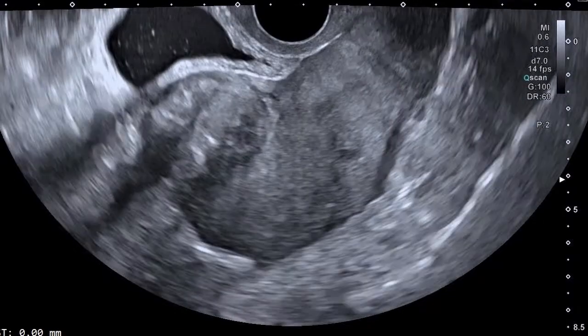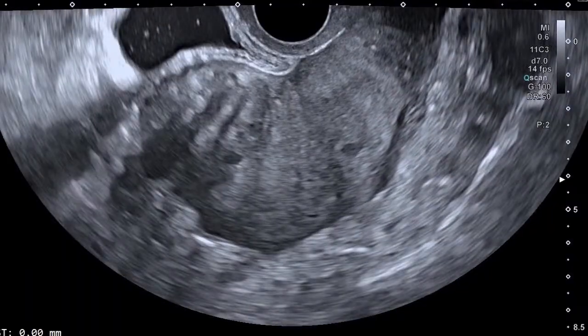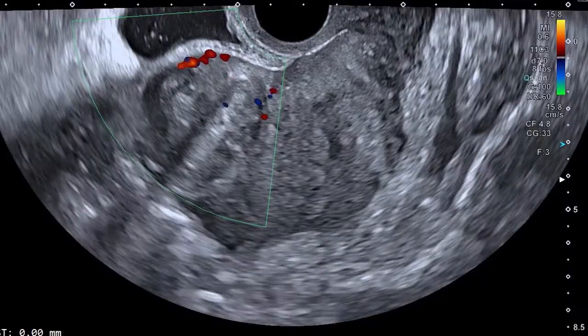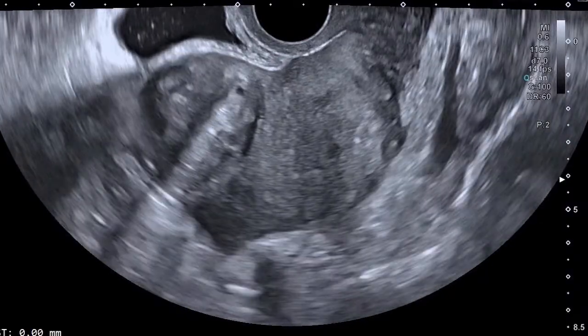So the first thing is a transvaginal ultrasound. You can see here there's a fibroid. This is not the shocking thing. This is a nice subserosal fibroid there. You can see this peripheral vascularity.